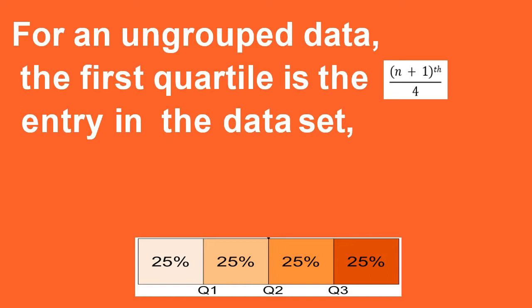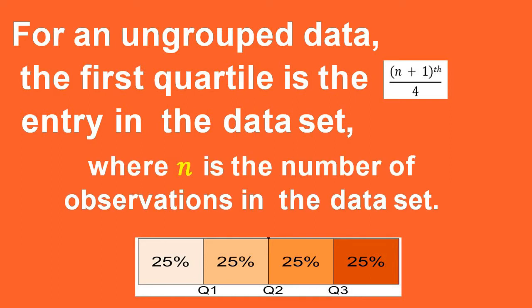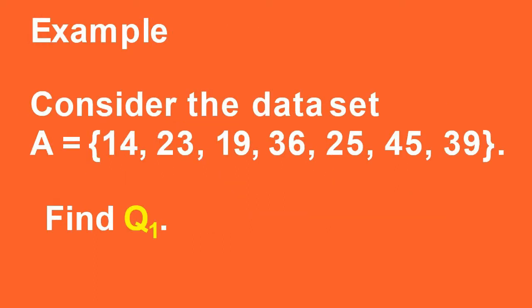And where can we find the first quartile? The first quartile is the (n plus 1) all over 4 entry in the data set, where the variable n is the number of observations in the data set. For example, consider the data set A equal to the set of 14, 23, 19, 36, 25, 45, 39. Let us find the first quartile, or Q sub 1.